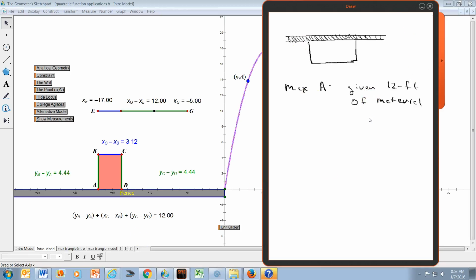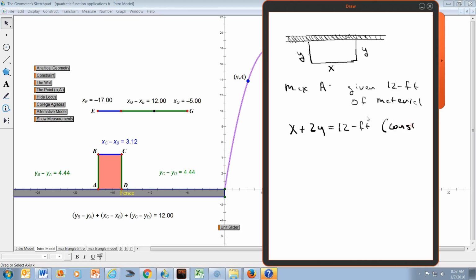We made the length of that side there x. For right now, let's call this side here y. Well, we also know the length of that side there is y. So how many x's do we have? 1. And how many y's do we have? 2. And we end up with x plus 2y. That must equal 12. We only had 12 feet of material.